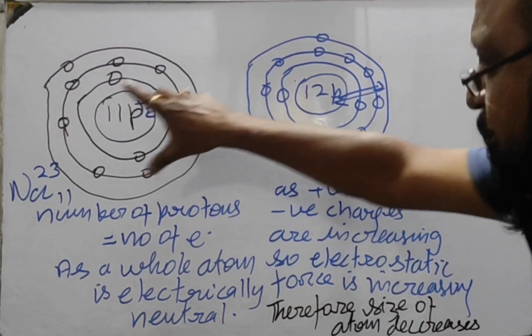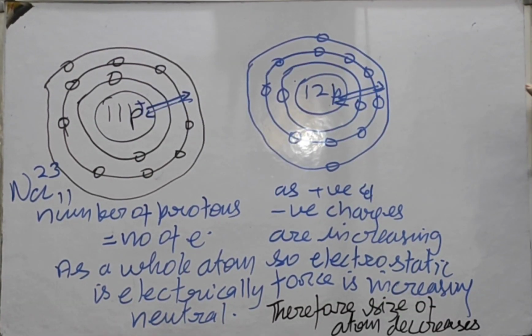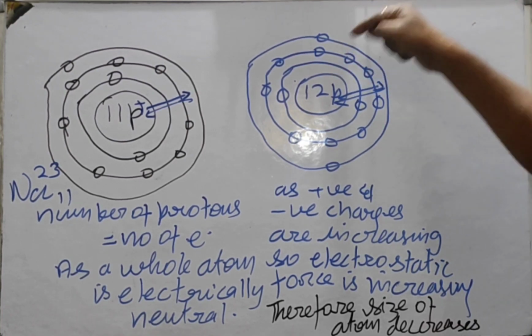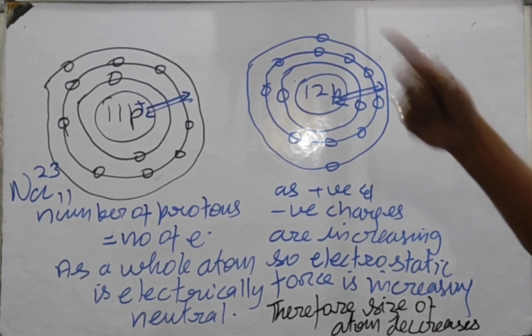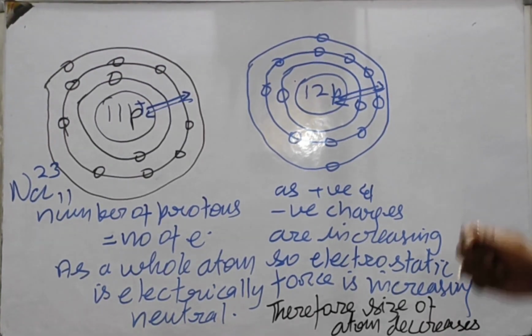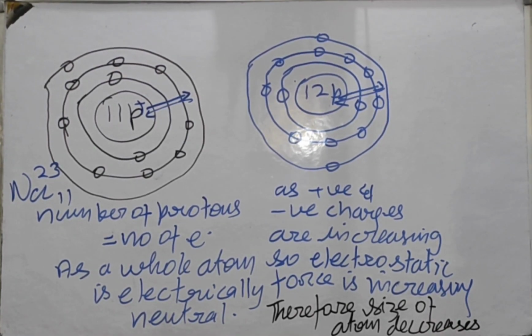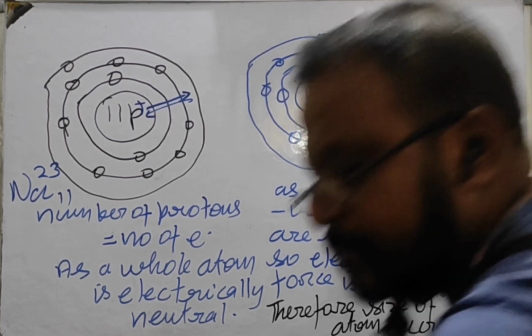So as you keep on moving left to right, the electrons are increasing, so the size keeps on decreasing. That's why alkali metals have larger atomic size, and noble gases have smaller atomic radii, right?